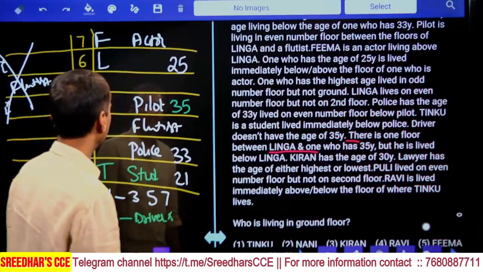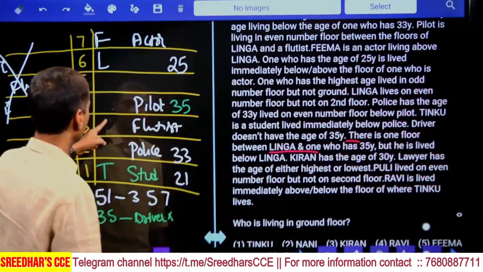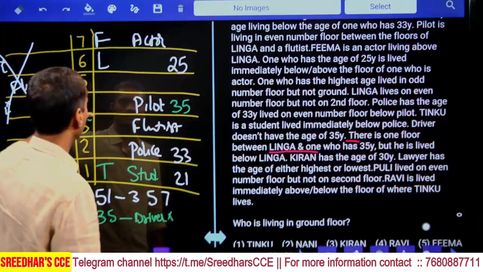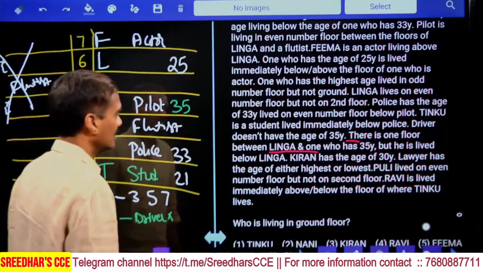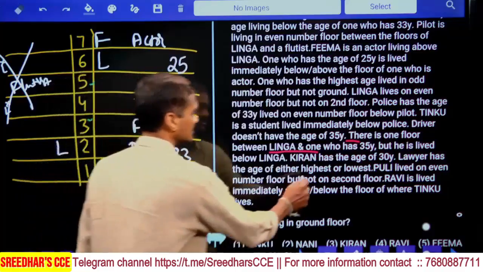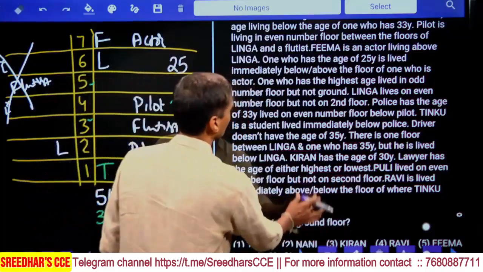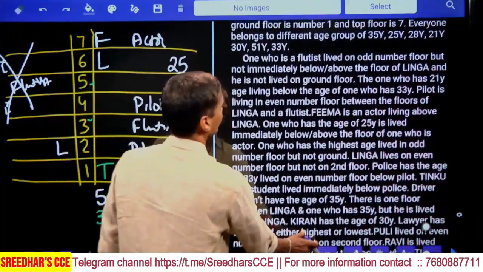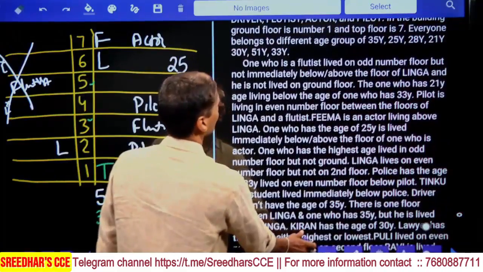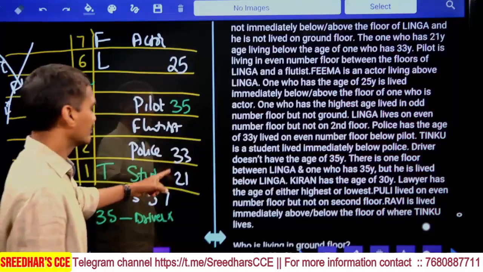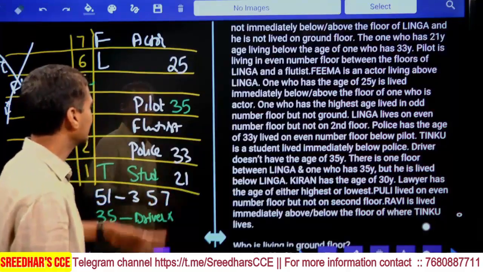Kiran has the age of 30. Since Kiran is 30, Kiran can be here or here. Two different possibilities, right? Kiran can be either on the third floor or on the fifth floor. Lawyer has the age of either highest or the lowest. Highest is 51, lowest is 21. So the lawyer must be either 21 or 51. 21 is not possible. Why? Because student is 21. Since 21 cannot be the lawyer, 51 is the lawyer.